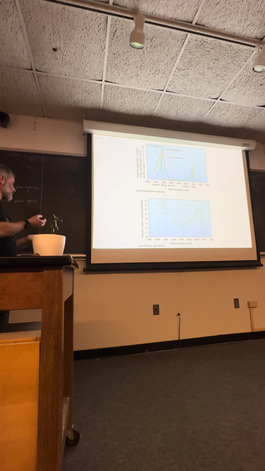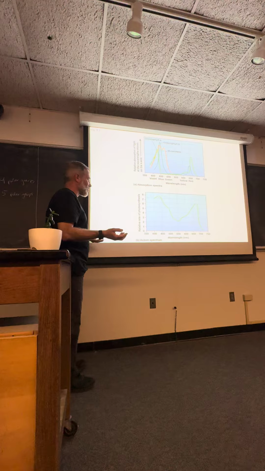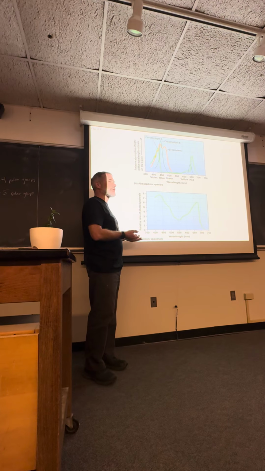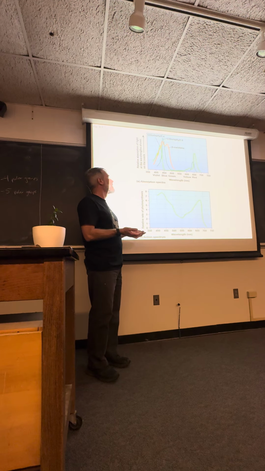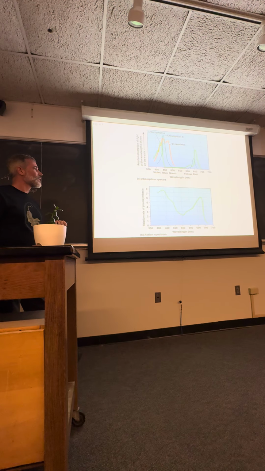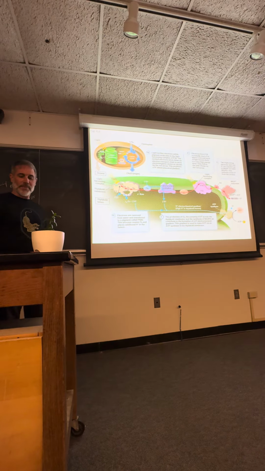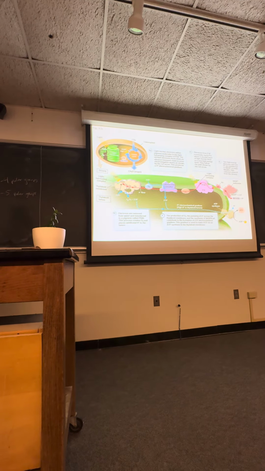We could do absorption for anything, right? We could put pigments from vertebrates, animals in there. We could put anything we want in there and ask how much light is absorbing. But the only thing that's going to do photosynthesis will be pigments in plants. Okay, how about that?